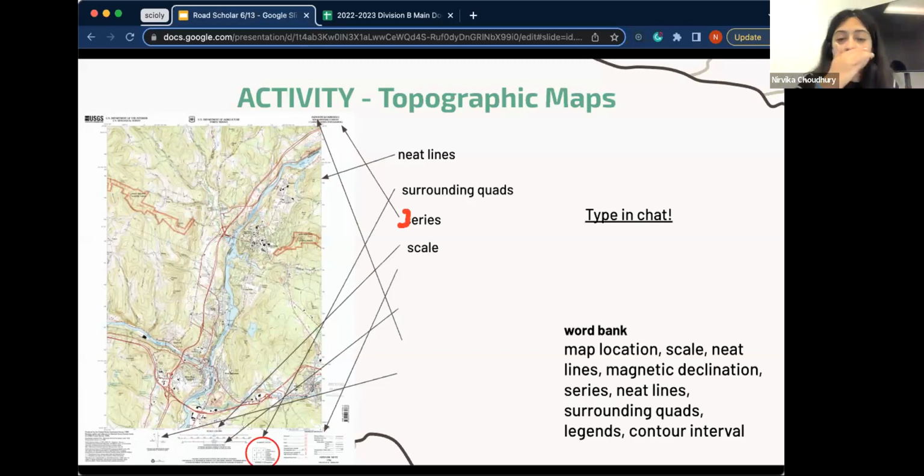Even if you can't see it, it says 7.5 minute, which is pretty simple to see. But okay, it's okay. I get it. But usually the scale will always be on the bottom, and the series will be on the top, just for future knowledge.